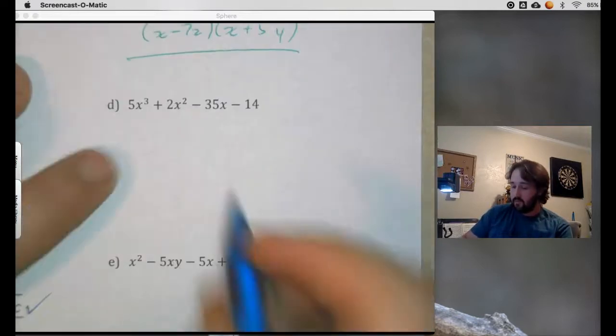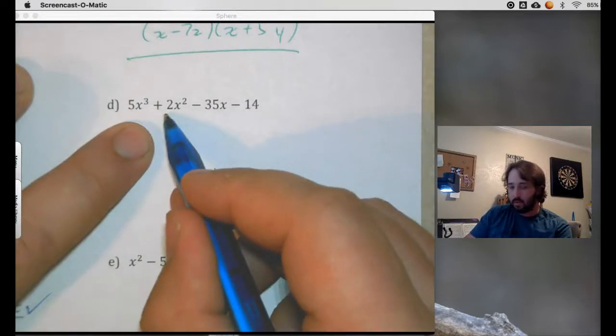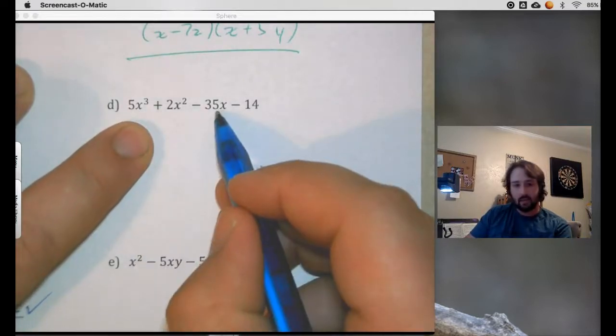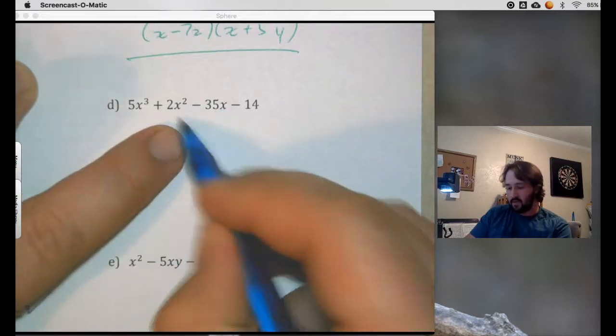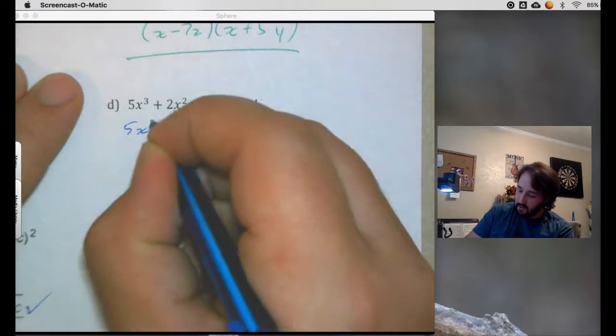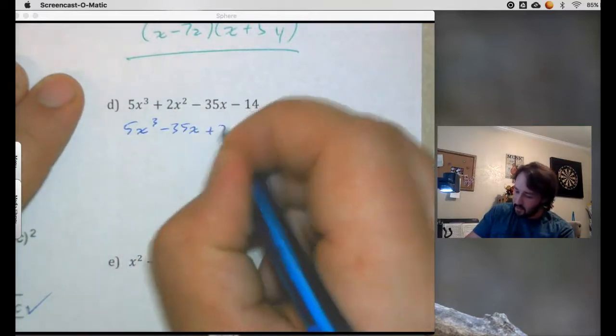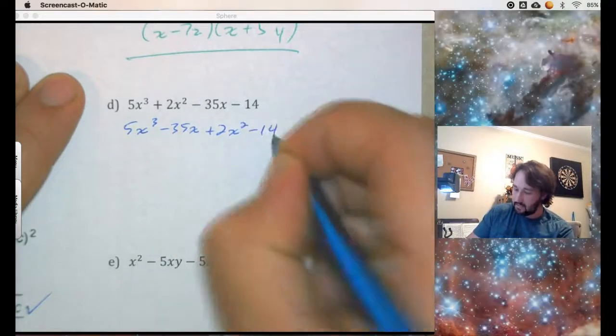All right, moving on. So here, 5 and 2 don't really have a number in common, but 5 and 35 do. It's 1 and 7. And then if I look at the 2 and the 14, that's also 1 and 7. So I'm going to rearrange this. So I have 5x cubed minus 35x plus 2x squared minus 14.